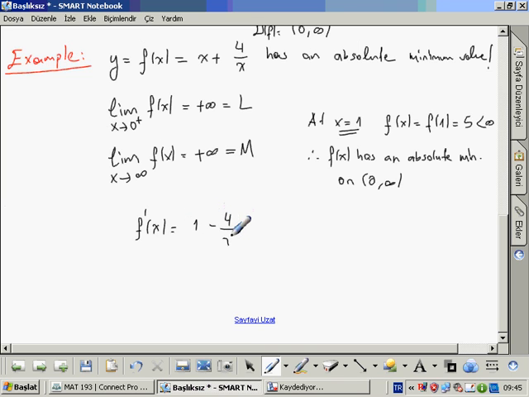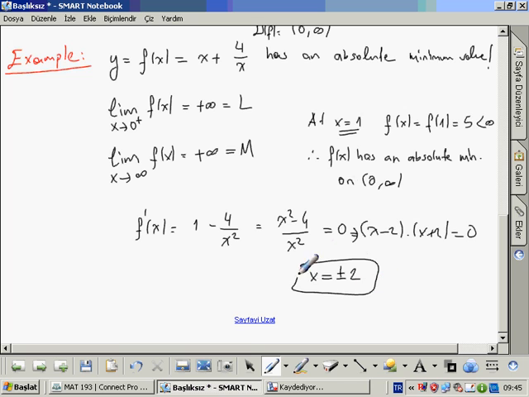To practice it, f prime of x equals 1 minus 4 over x squared, which equals x squared minus 4 over x squared, and it equals 0. We know that x minus 2 times x plus 2 equals 0, and x equals minus 2 and plus 2. These points are critical points. When you put these values in, you will obtain f of minus 2, for example, equals minus 2 plus 4 over minus 2, which is minus 4.